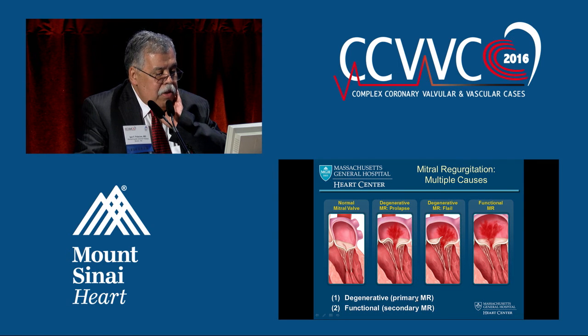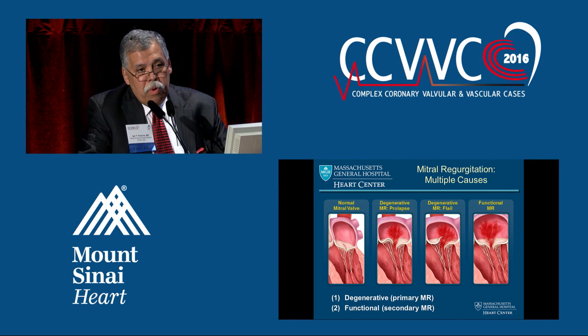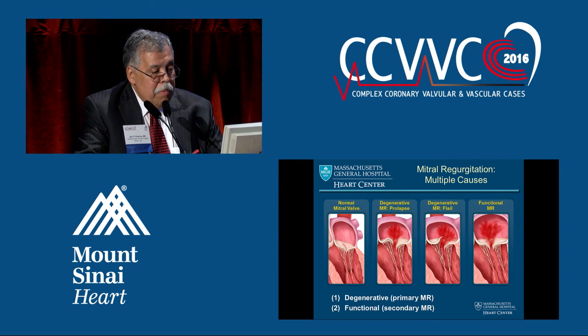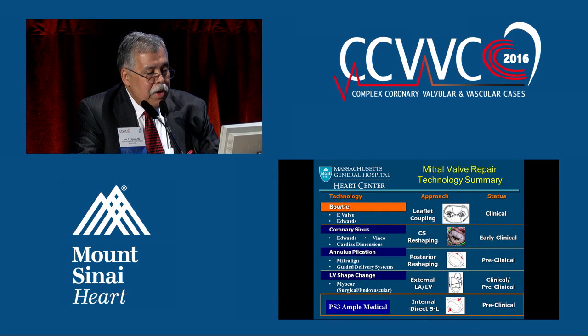The degenerative group, which is primary MR, is mainly due to disease of the leaflets. Typical example, mitral valve prolapse. And the second is the functional or secondary MR, and that includes both the old dilated cardiomyopathy with functional MR as well as the ischemic mitral regurgitation. And you could see that it will be more complex, as any one of those components that we mentioned will contribute to the development of functional MR.